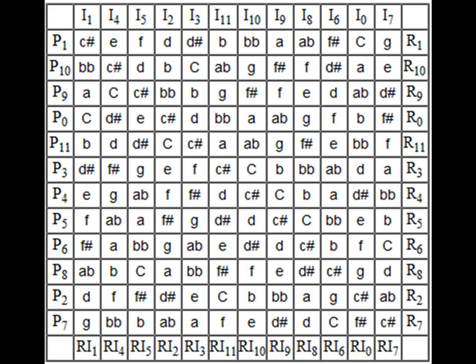Similarly, the inversions are read down the table, so starting in the top left-hand corner and going down the first column, C sharp, B flat, A, etc. And you read the retrograde inversions going back up the same way.